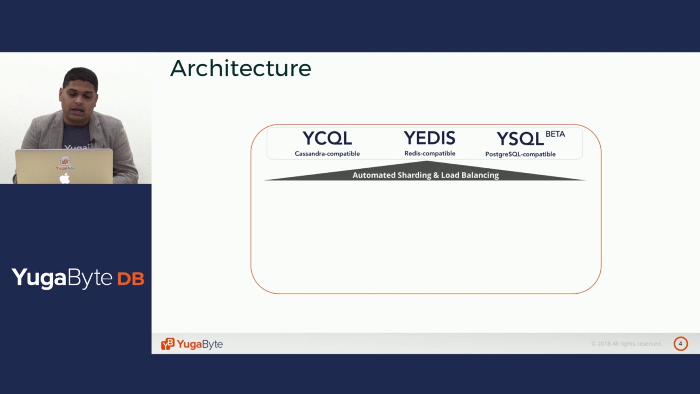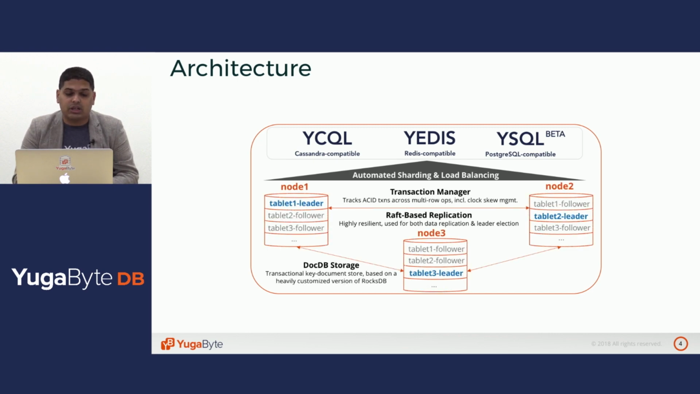Underneath this language layer is a common storage and replication architecture, or the core engine of the database, that is built on top of DocDB storage, Raft-based distributed consensus replication, and finally a global transaction manager for supporting distributed multi-shard, multi-key operations and transactions.